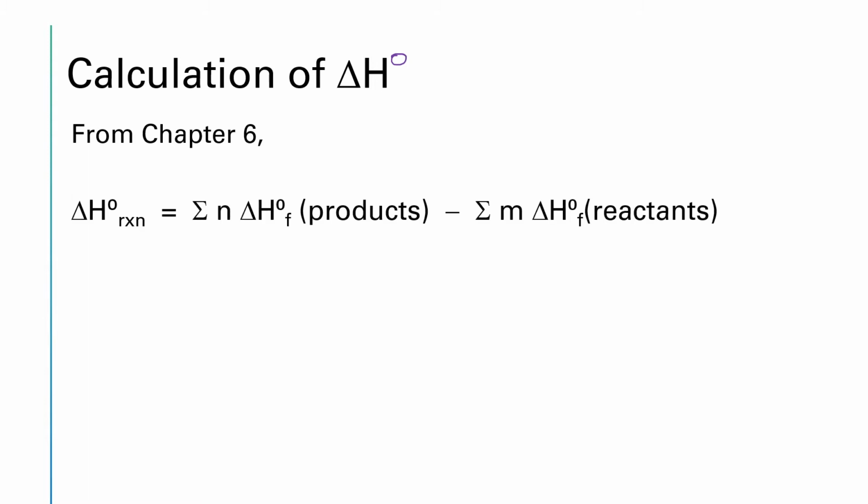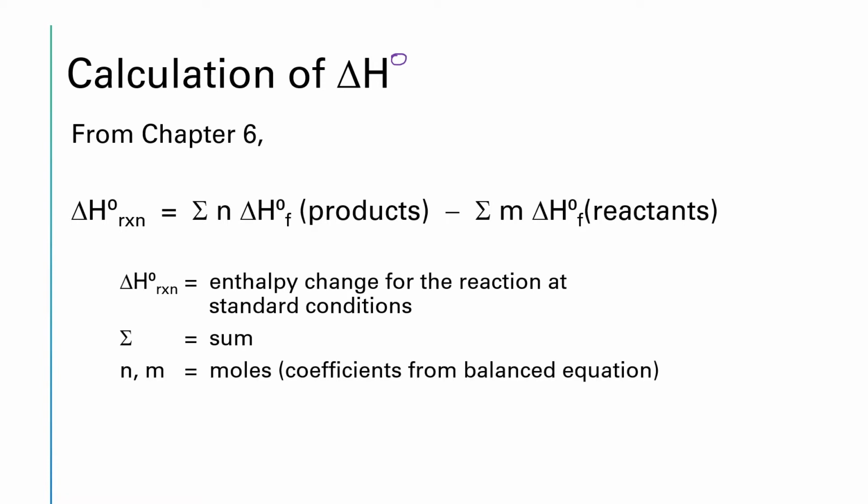On this slide, we're going to review how you calculate delta H for a reaction. I can see I already left off a naught here. This should be delta H naught. Back in chapter 6, we had this big long equation. Let me go ahead and advance the slide a little bit to get all of the symbols defined.